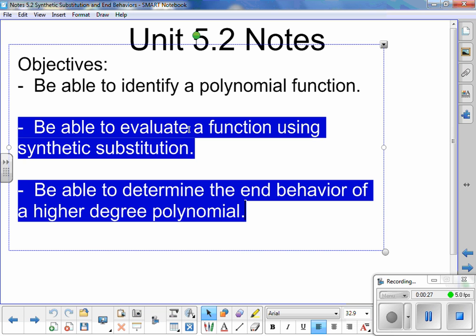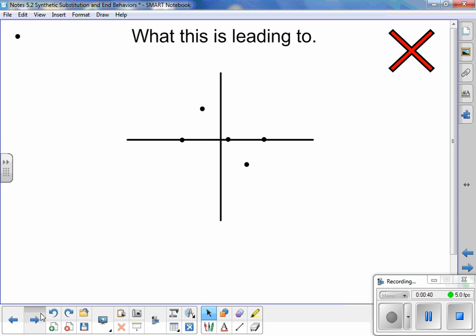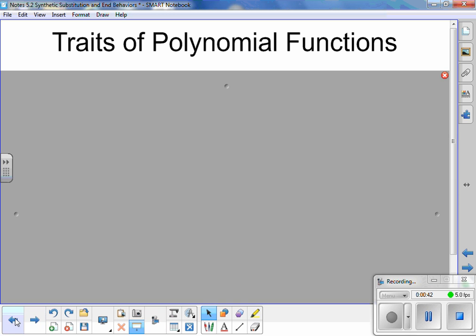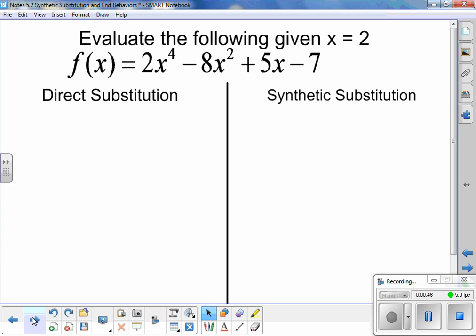So be able to evaluate a function using synthetic substitution. This is just another way to substitute to get basically inputs and outputs, and be able to determine the end behavior of a higher degree polynomial. Okay, so I'm going to skip through some of this stuff. These first parts were just us figuring out what a polynomial actually was.